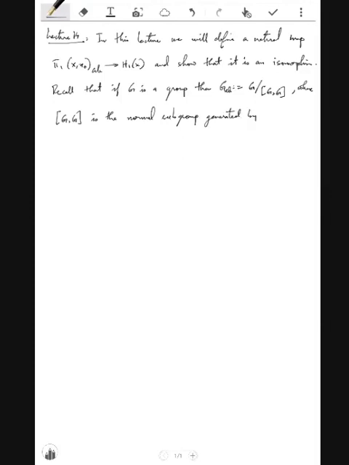So recall that if G is a group, then the abelianization of G is defined to be G modulo the commutator subgroup, where the commutator subgroup is the normal subgroup generated by elements of the type g1, g2, g1 inverse, g2 inverse.